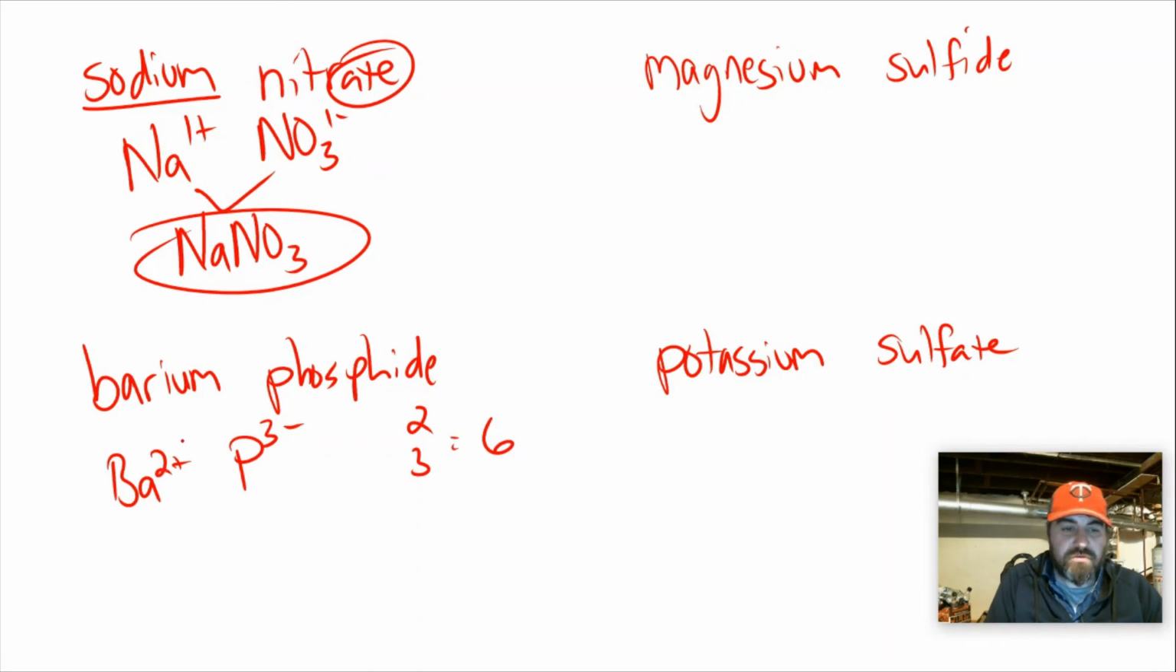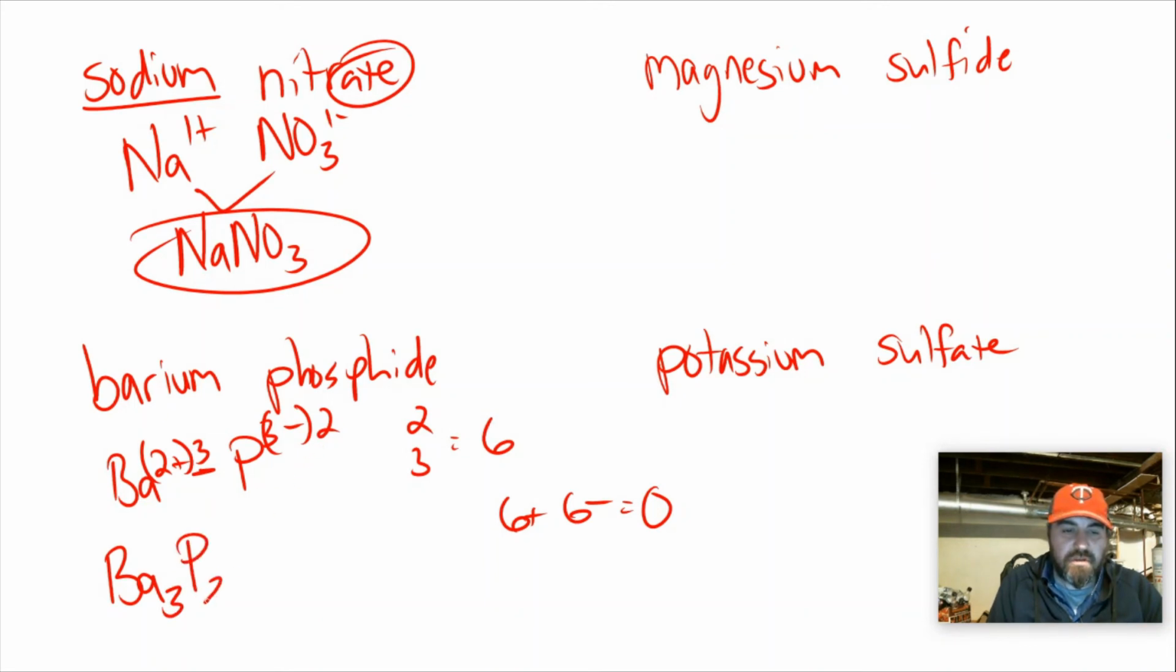So barium gets multiplied by 3 and phosphide gets multiplied by 2. Now we've got 6 positives and 6 negatives, which gives us 0. Barium, Ba, has a 3, so we put a 3. P, phosphide, has a 2, so we put a 2. Done. Ba3P2, barium phosphide.